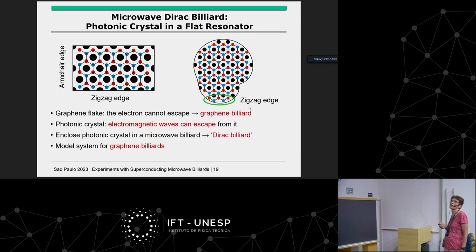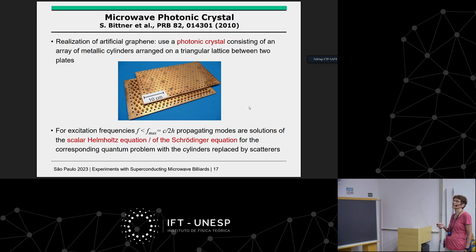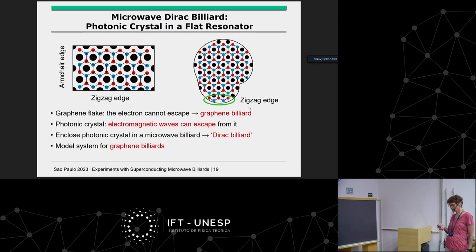In our case, electromagnetic waves would simply go out, like in these experiments which I just showed. We use such structures to do scattering experiments. Now if we want to simulate a billiard, we need to put this metallic structure into a cavity with metallic walls. So along the boundary you will have Dirichlet boundary conditions like in a billiard. So what we essentially do is take a microwave billiard and add cylinders which are arranged on a triangular lattice to get something which we can use to simulate properties of graphene billiards. We call them Dirac billiards, even though they behave as if described by the Dirac equation only in a certain frequency range, as you will see.